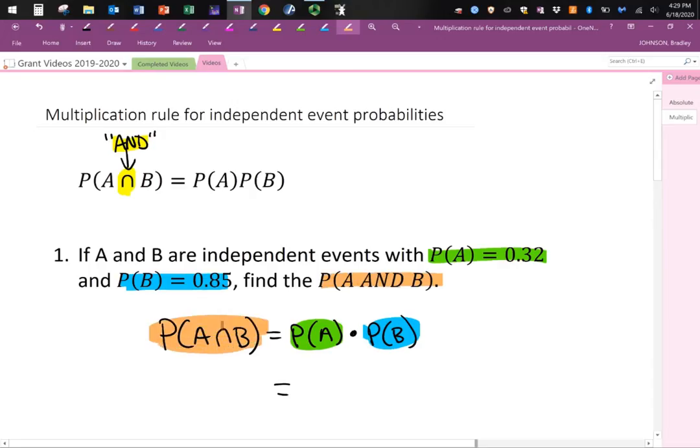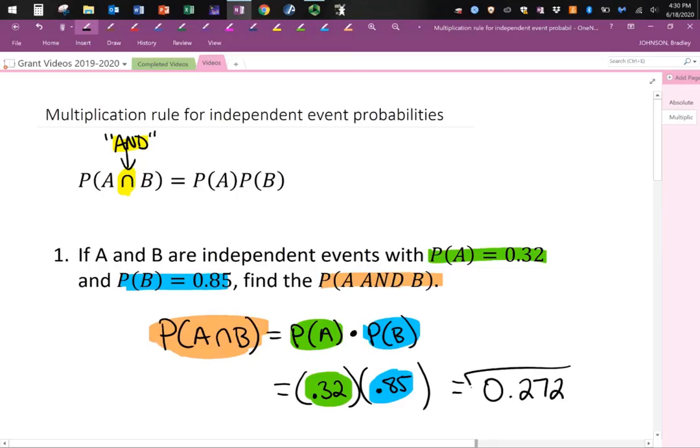Now you could note that with probability of A intersect B, here we'll have multiplication. We need to do 0.32 multiplied by 0.85. So we can see here 0.32 times 0.85. I'm just matching up the colors so that we can follow it nicely. So when you type this in your calculator, we should get 0.272. And that will be our probability.